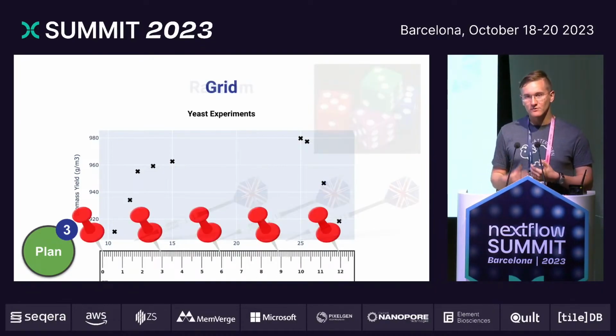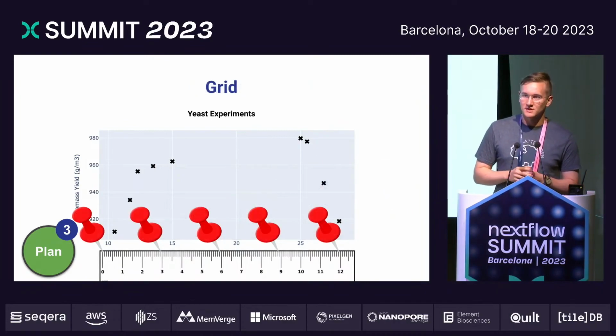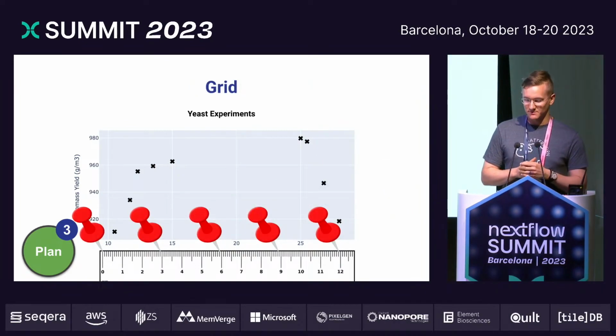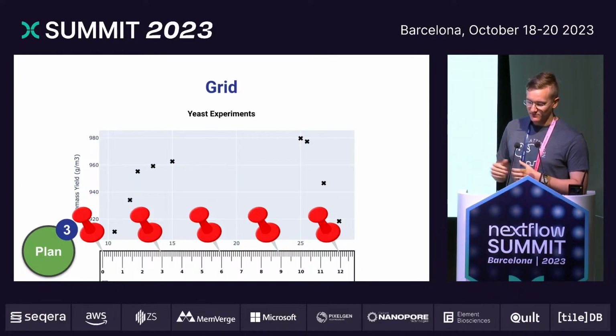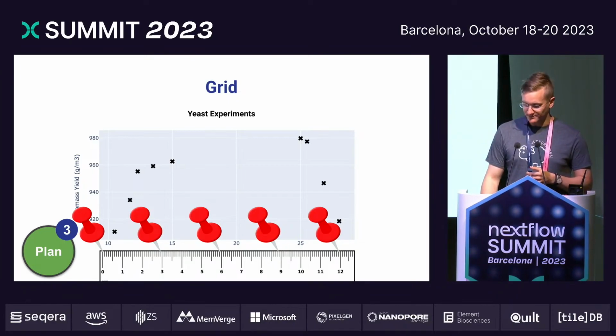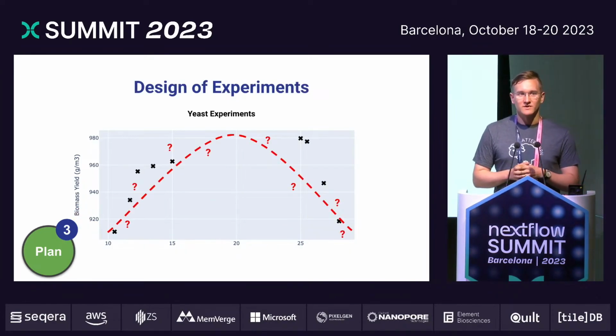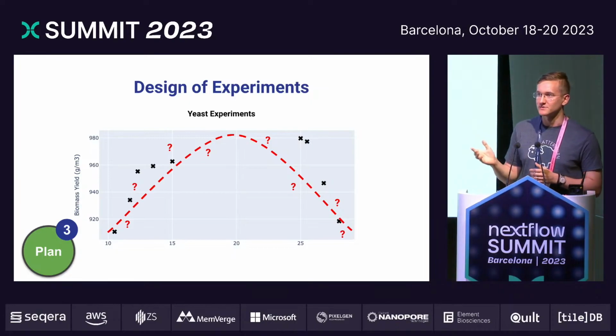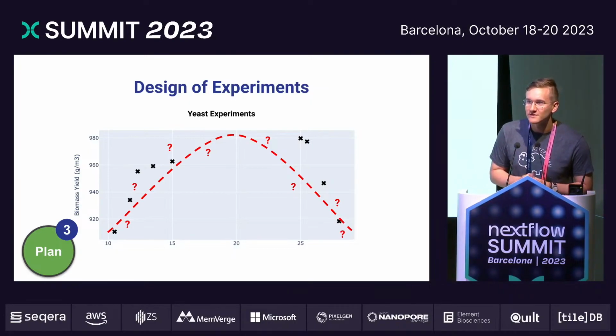And so maybe you want some more structure. With a grid approach, you chunk up the parameter space in even spaces, and you explore it that way. So that way we will get a better structured idea of how these yeast cells behave. And then finally, we have design of experiments. Show of hands, who knows design of experiments?